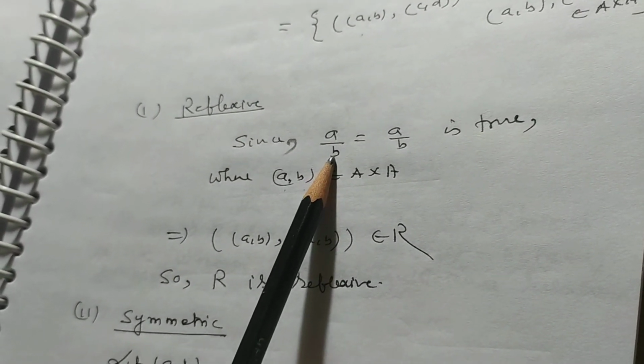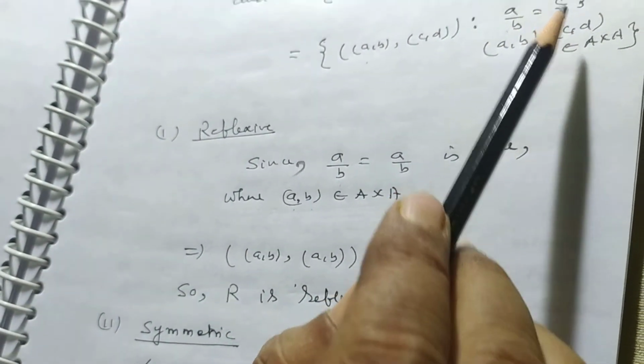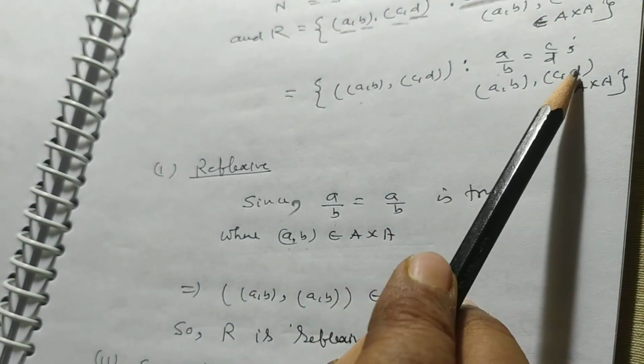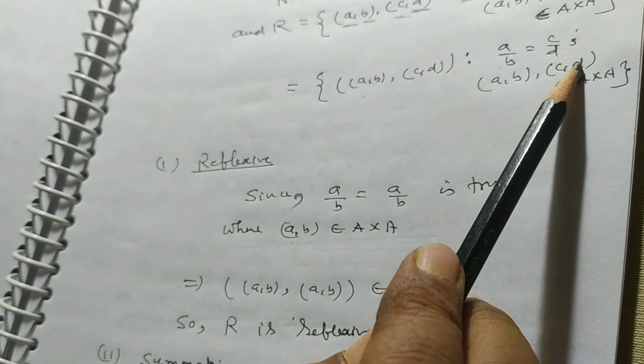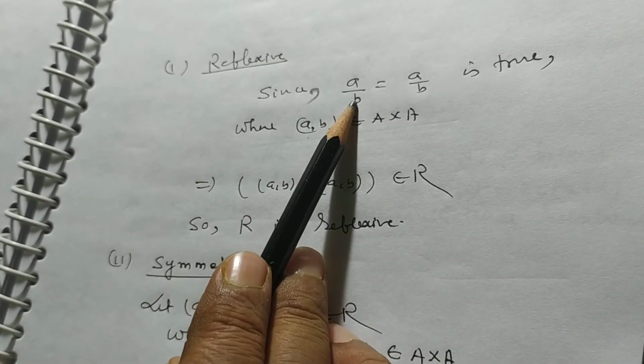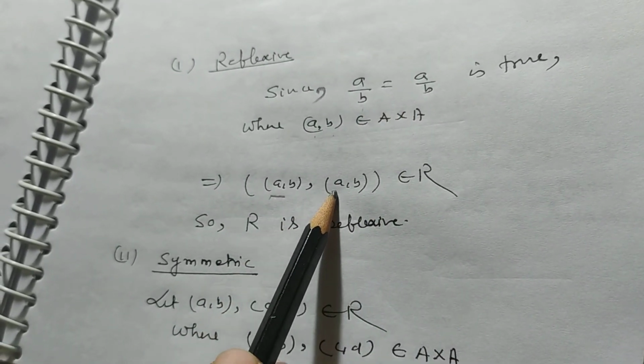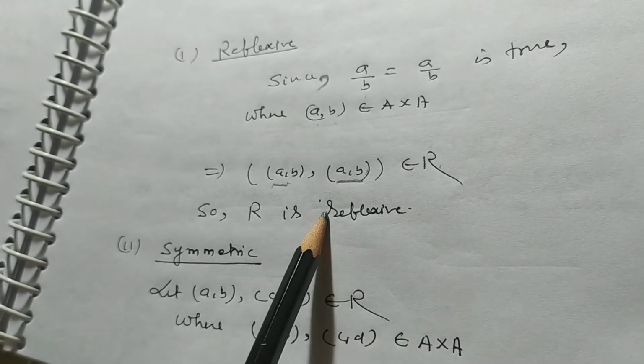AB: first coordinate, second coordinate. CD: first coordinate, second coordinate. AB related to CD. So now, the first coordinate and second coordinate of the left hand side is AB, and of the right hand side is AB. So AB is related to AB. So this relation is reflexive.